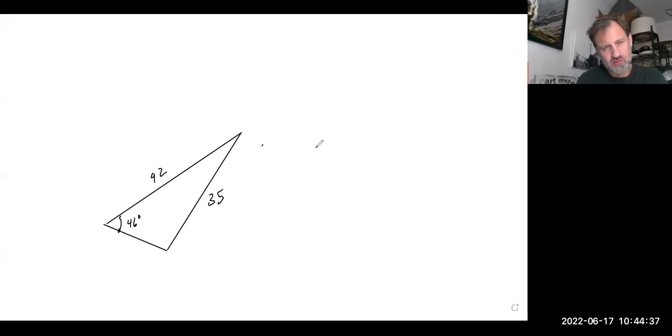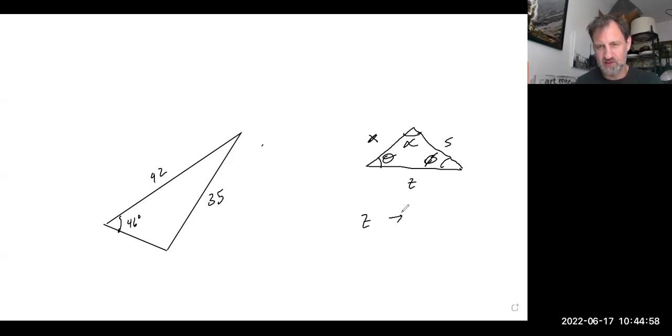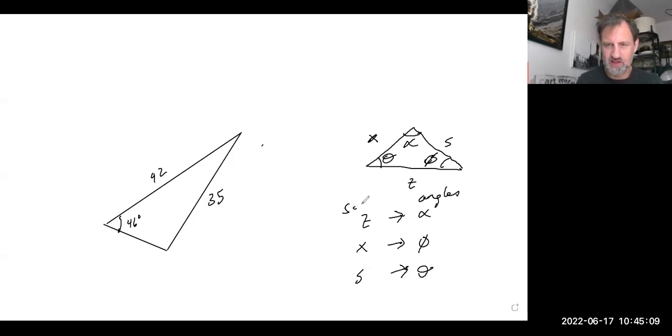So the key to the law of sines is really the fact that I need to connect up these pairs, right? So I have an angle and a side, another angle and another side, and another angle and another side. So Z is across from alpha, and X is across from phi, and S is across from theta. Also, these are angles, and these are sides.